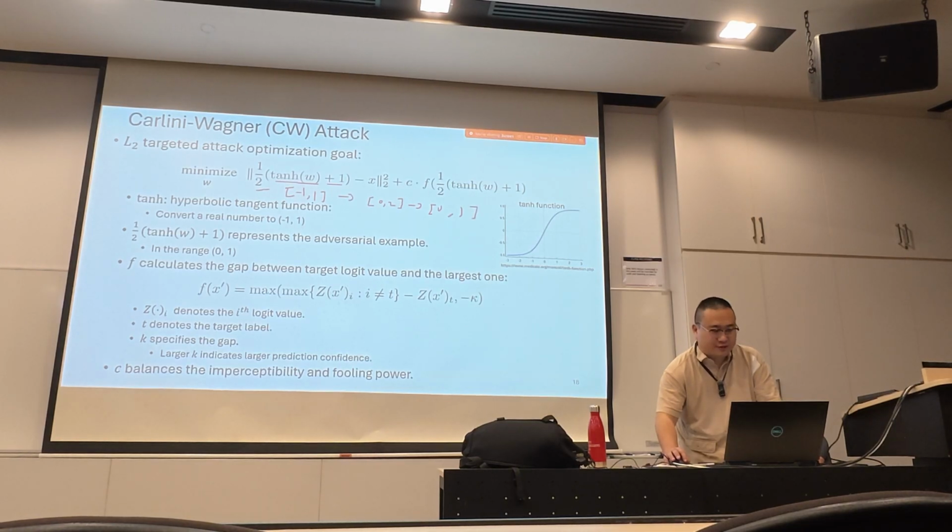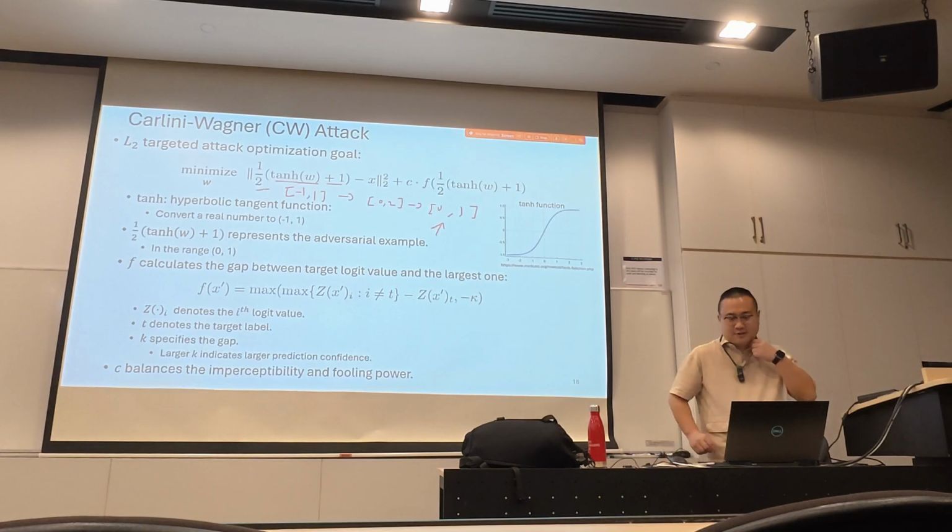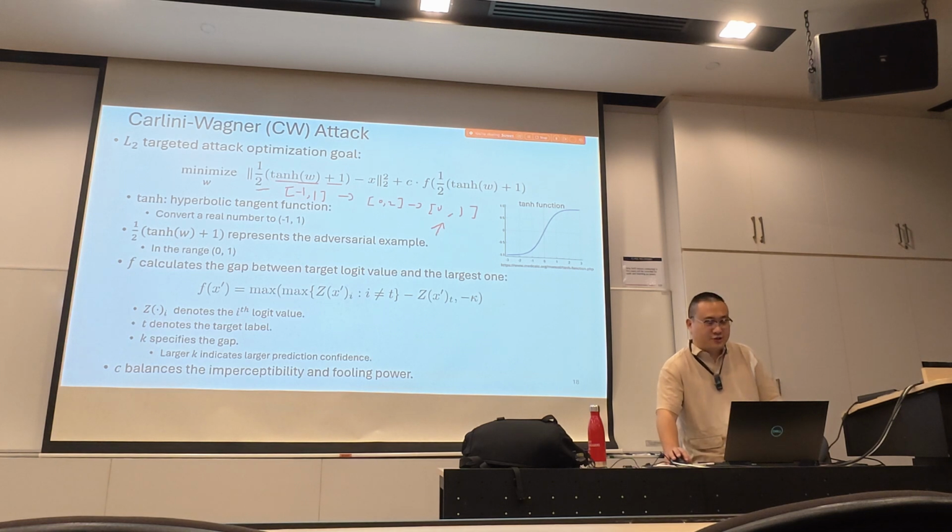And you can see that 0 and 1 is a valid range for pixels, because we are generating images. So remember that when we use PGD or FGSM, we need to clip the range into 0 and 1. And here we mathematically guarantee that the output of this formula is in the range 0 and 1. So therefore, we can simply consider this term as x. This is because the range is guaranteed to be a valid range for pixels.